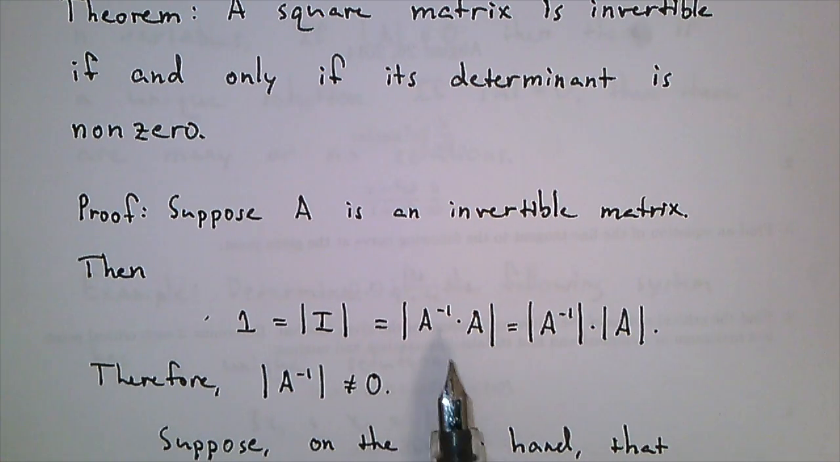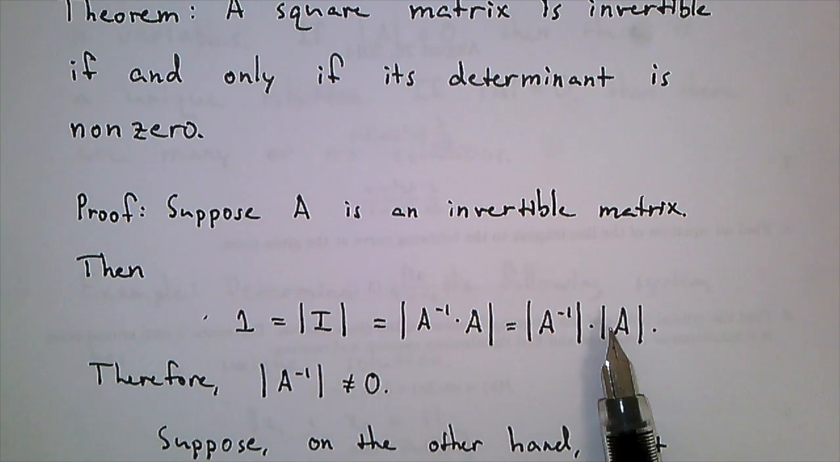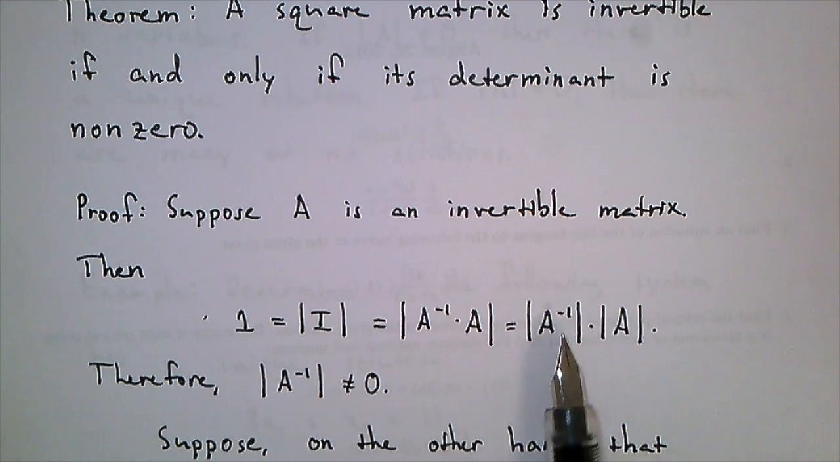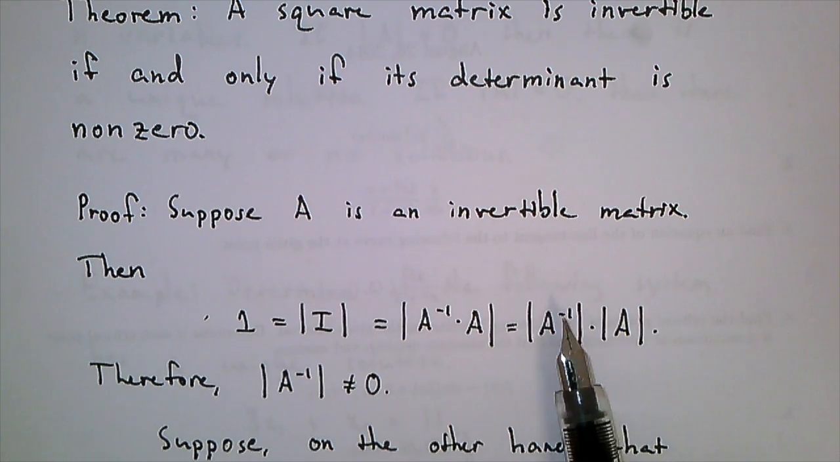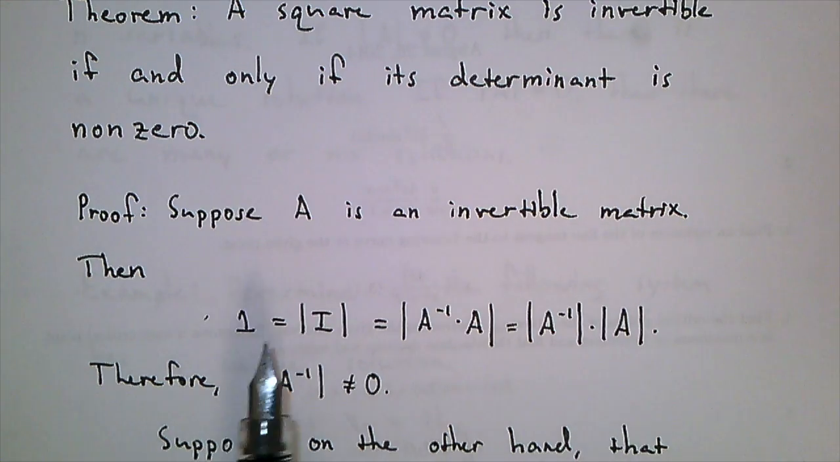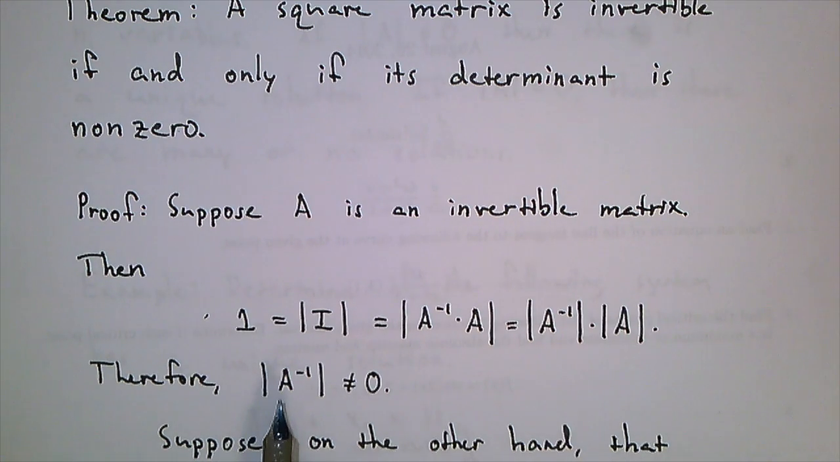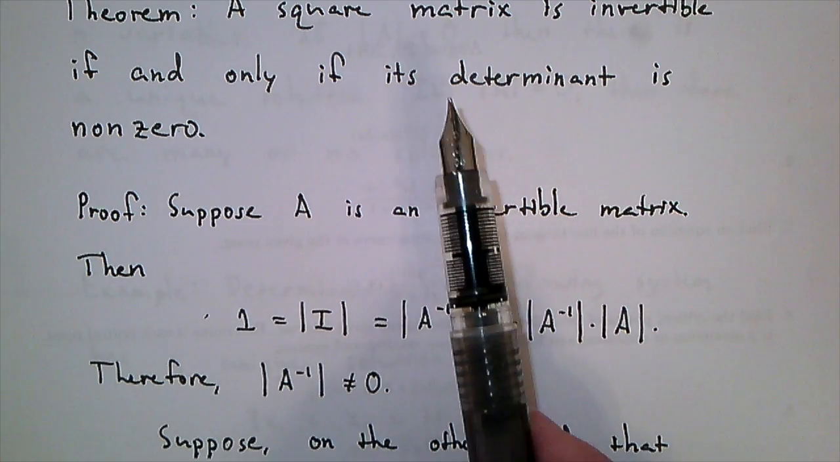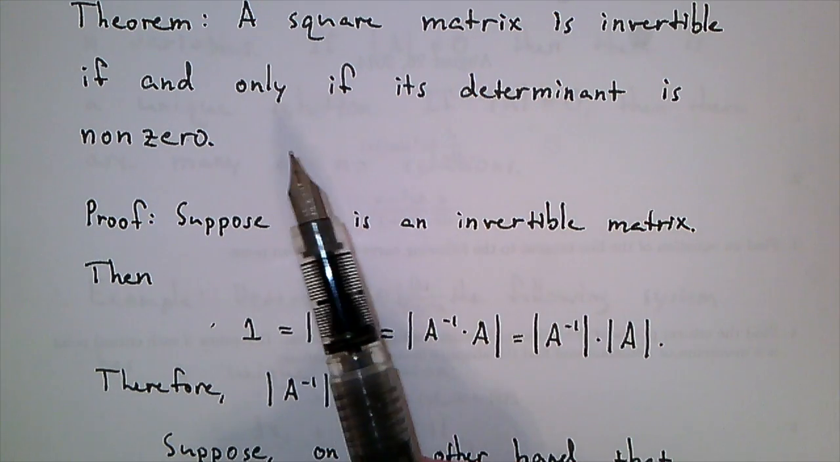And then one of the properties of determinants says that to compute the determinant of a product, we can break it into the product of the determinants. So overall here we see that 1 is equal to the determinant of A inverse times the determinant of A. But since when we multiply these two determinants together we get 1, that means that neither of these can be 0. So the determinant of A inverse is not 0. So this is the first half of the theorem. If you assume that you have an invertible matrix, then its determinant is non-zero.